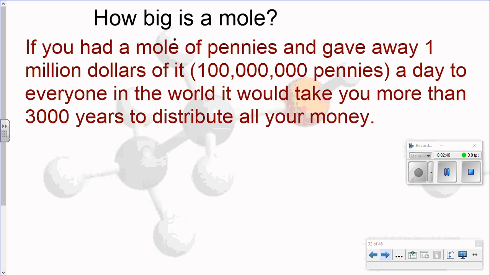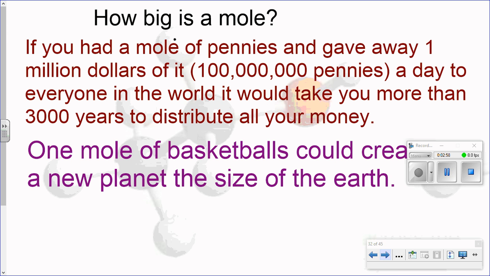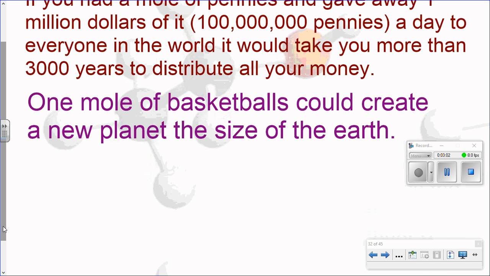If you had a mole of pennies, so 6.02 times 10 to the 23rd pennies, and gave $1 million of it, which is 100 million pennies, away a day to everyone in the world, it would take you 3,000 years to get rid of all your money. That's amazing. 1 mole of basketballs could create a new planet the size of the Earth. So again, 6.02 times 10 to the 23rd basketballs.